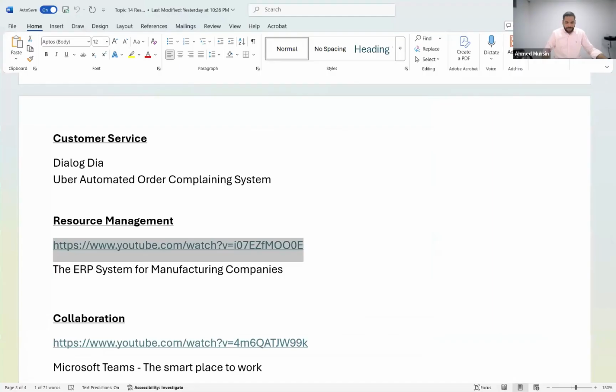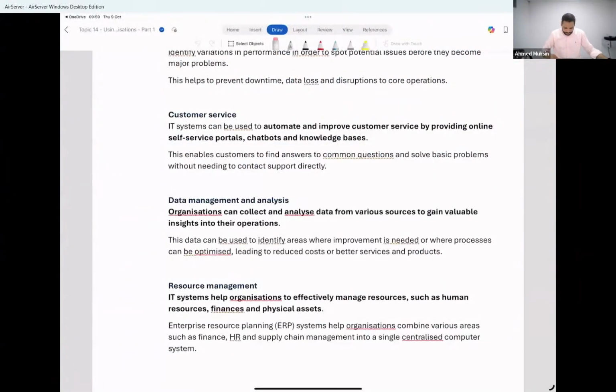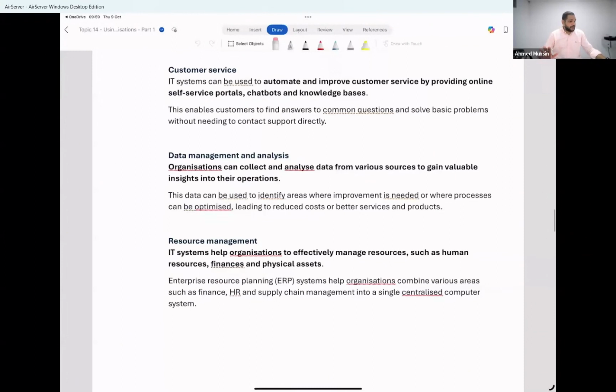Again, this is an ad just simply explaining what their software offers businesses. Are we okay with that as well? Okay. Right. Managing of resources also, you're going to have an IT system do it for you.